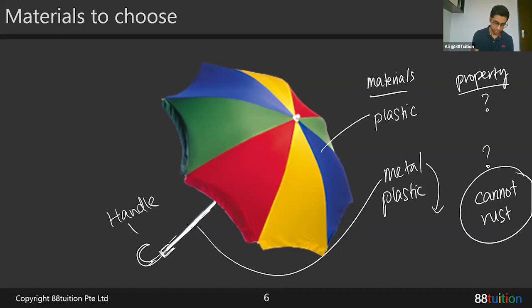So for the handle, maybe you can also make it plastic because you want it to be flexible and comfortable, or rubber, depends. So go look around at all the umbrellas that you have around, and you can find out what kinds of materials people use. You can walk into an expensive shop in Orchard Road and see what kind of umbrellas they sell in Gucci or Burberry. These umbrellas can cost more than a few hundred dollars. Why? Because of the materials that they choose to use. And they can also last a long time.